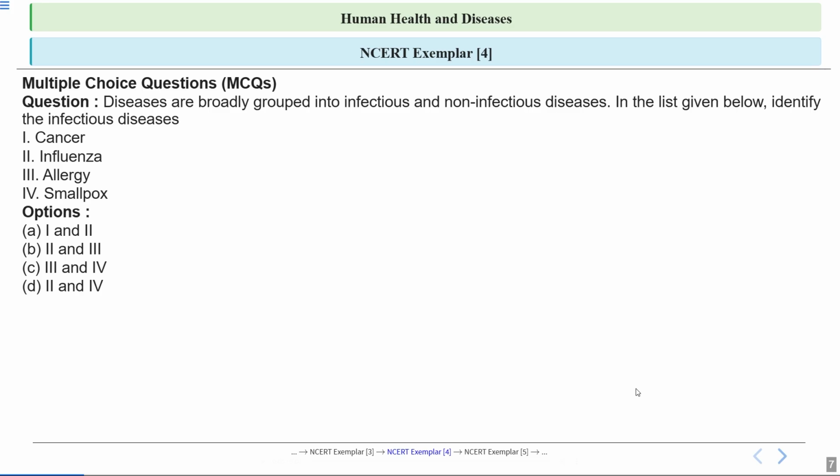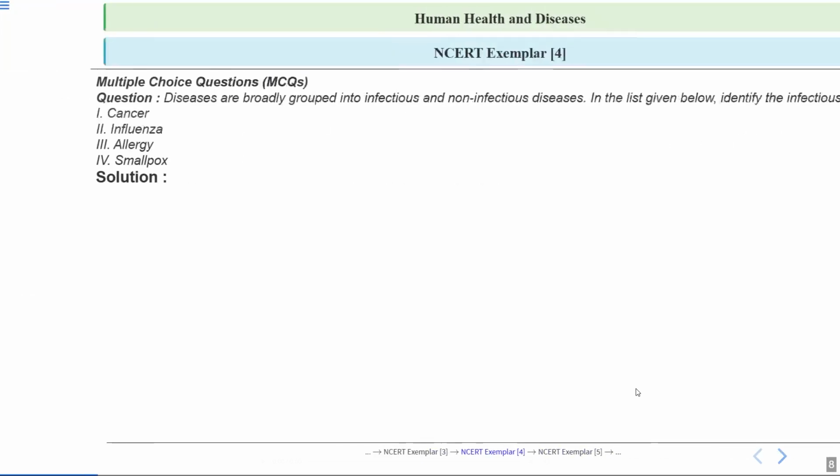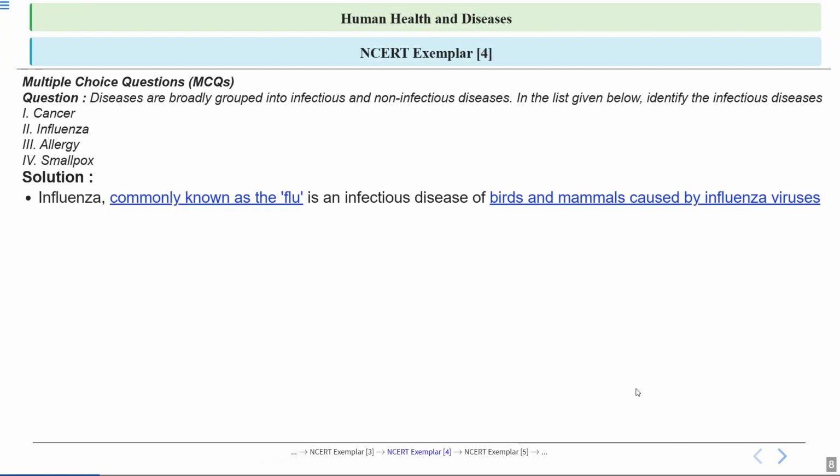The first option is A, 1 and 2. Second option is 2 and 3. Third is third and fourth. And the fourth option is second and fourth. What will be the correct answer? So let's have a look at the answer.